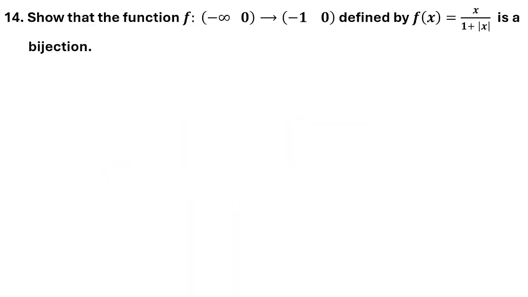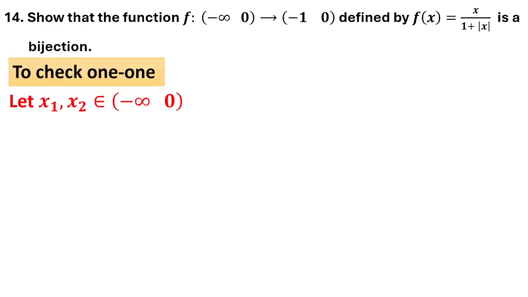Okay. Let us move on to question number 14. Here you have been given a function f of x is equal to x upon 1 plus mod x is a bijection. What is the meaning of bijection? One-one and onto. Go for it, to check one-one.